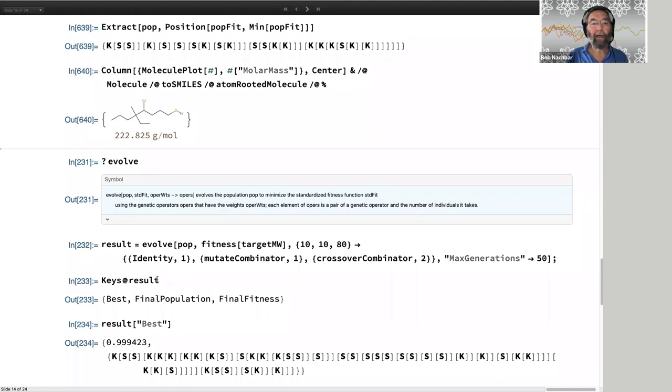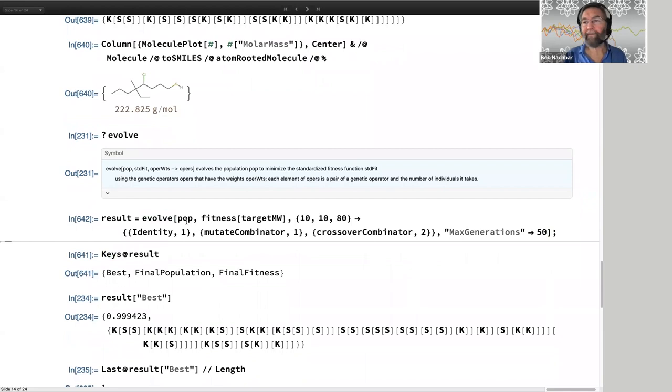I won't take the time to do that. I did it before. Well, actually, I better do it so that I have the correct result here. It'll take about a minute to run.